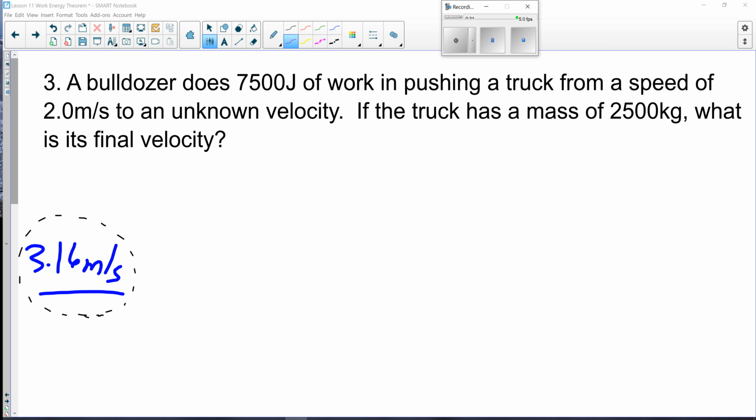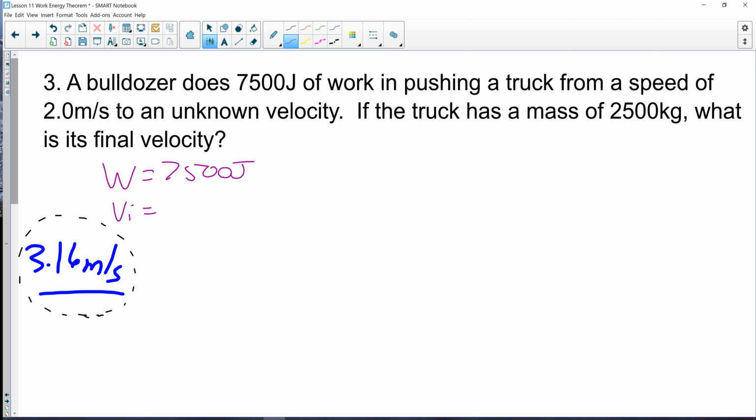All right, so our givens in this question: we know the work, 7,500 joules. And it's pushing a truck from a speed of 2 meters per second, so that would be my initial speed, to an unknown velocity. So vf is probably what I'm looking for. The truck has a mass of 2,500 kilograms. All right, so there are my givens.